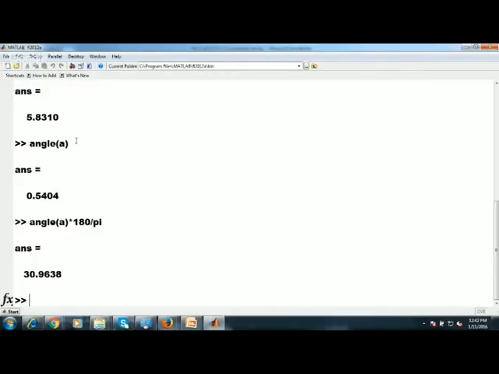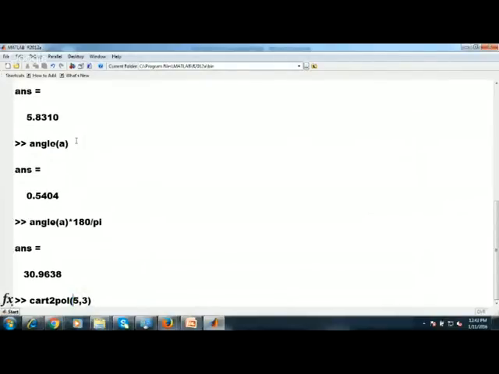Now I have to convert this Cartesian into polar to check whether I can get these values. Let us see if we can get this 5.83 and 0.5404 on the other side. So first let us do cart to pol, because we have Cartesian values. Cart to pol. What values do we have? 5, 3. These are our Cartesian values.